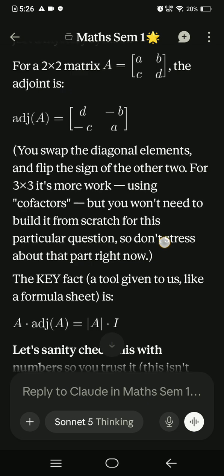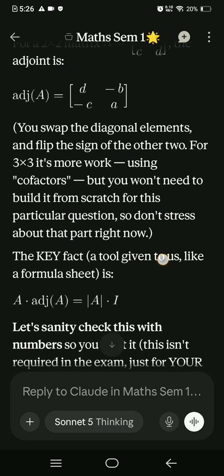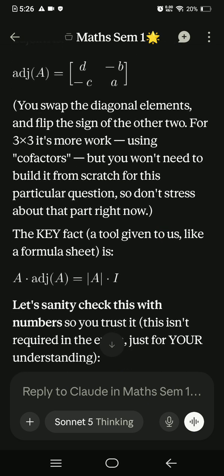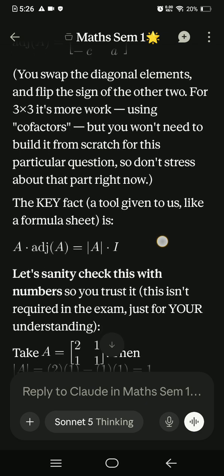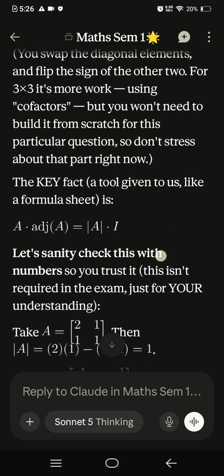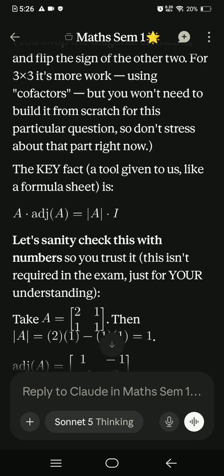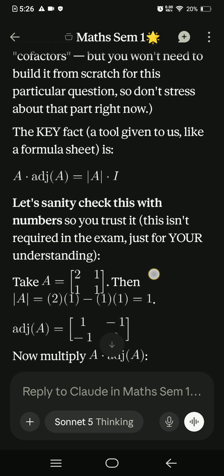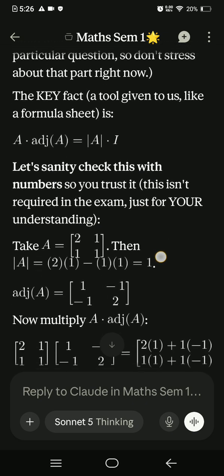For 3 by 3 it's more work using cofactors, but you won't need to build it from scratch for this particular question, so don't stress about that part right now. The key tool is given to us on the formula sheet. So for this formula, let's sanity check it with numbers you trust. This isn't required in the exam, just for your understanding.